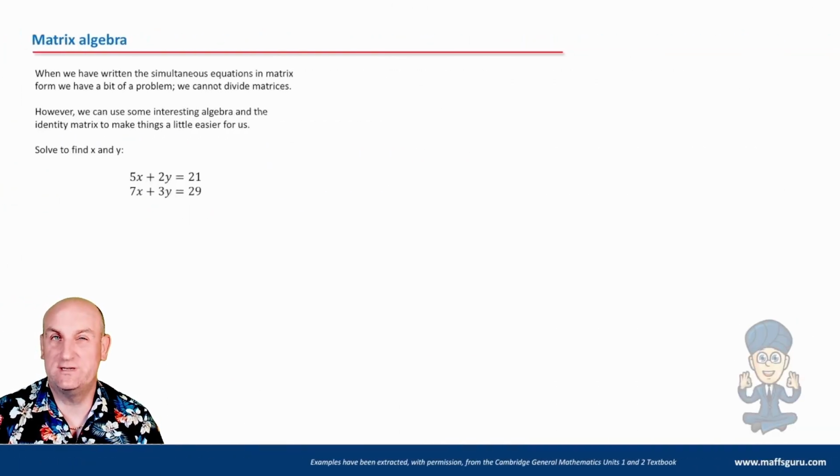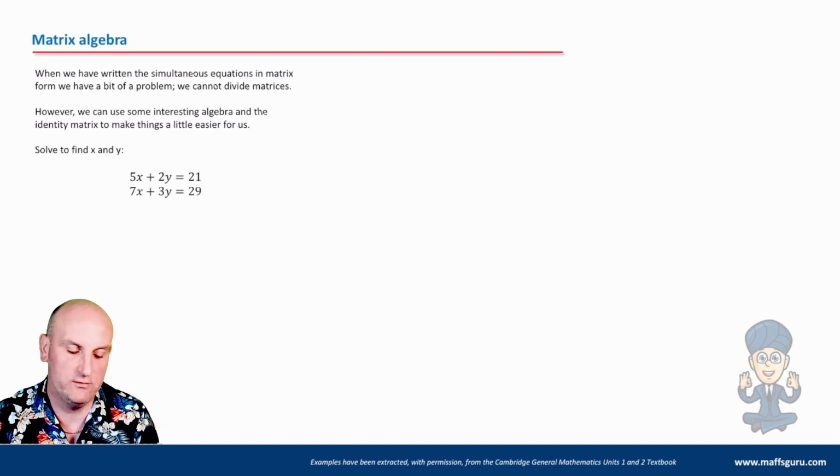Now we get to the matrix algebra. This is the funky stuff. This is where the identity matrix comes in. Now I'm just going to show you the long way of doing it and then say, hold on guys, there's a shortcut. Here's how to do it on your calculator. Just remember how to do this.